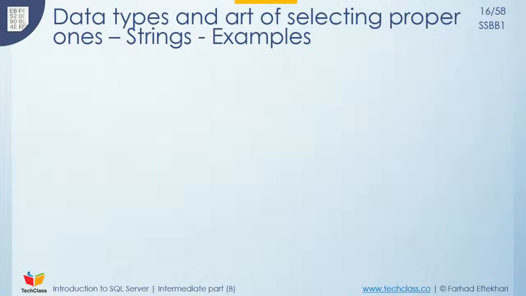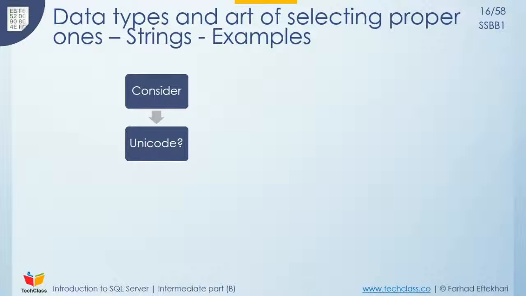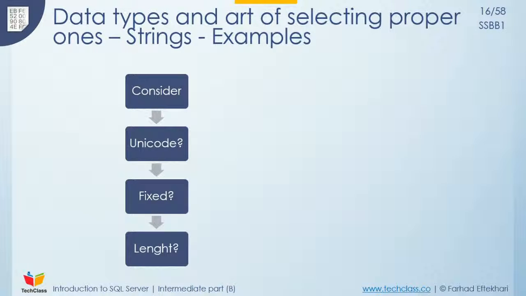And here are some examples for a strings data type. So there are things that you need to consider when you are selecting among these strings data types. First, you need to ask yourself, is it a Unicode or non-Unicode data type? Then is it a fixed number of letters or characters, or is it not fixed and it should have some maximum number of limitations for storing those characters?